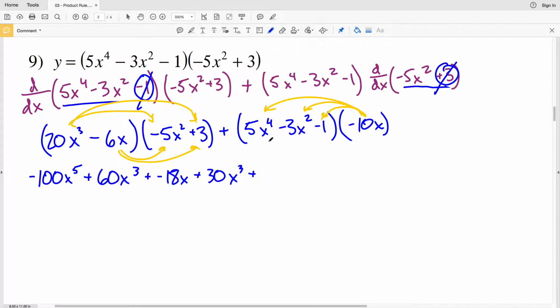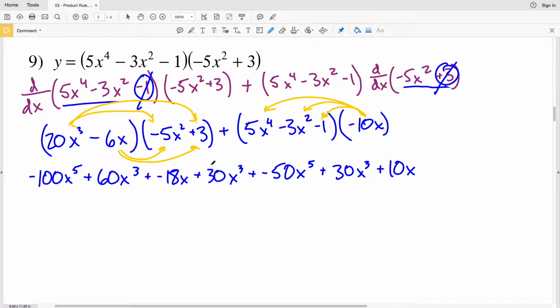Then we'll add that to 5x to the 4th times negative 10x, which is negative 50x to the 4 plus 1, so negative 50x to the fifth. And then we'll add that to negative 3x squared times negative 10x, which is a positive 30x to the 2 plus 1, or x cubed. And then we'll add that to negative 1 times negative 10x, which is a positive 10x.